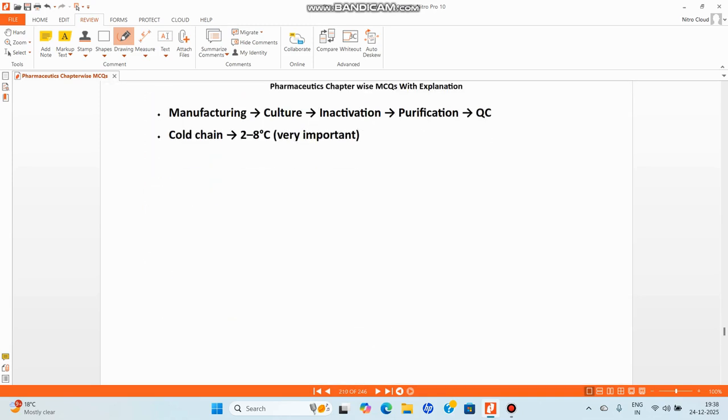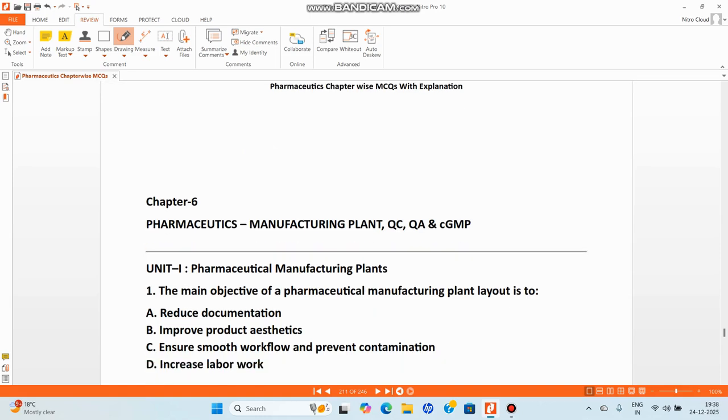And next, in case of manufacturing: culture, inactivation, purification, and quality control, and cold temperature for storing of vaccine. This is 2 to 8 degrees centigrade temperature. This is very important, right?